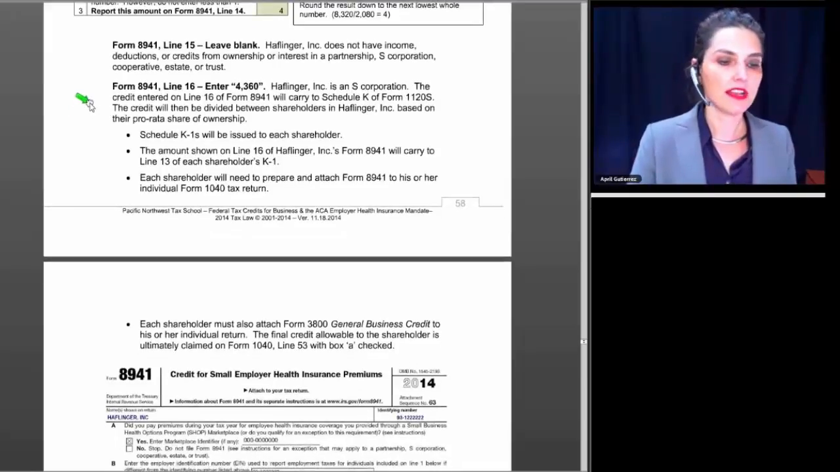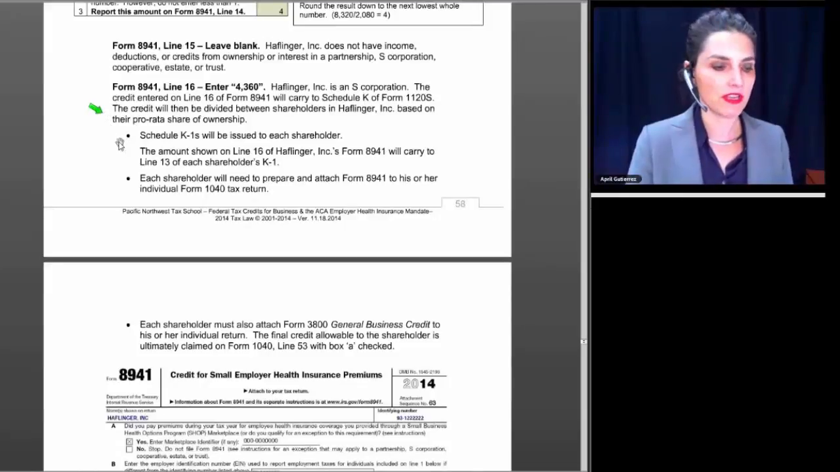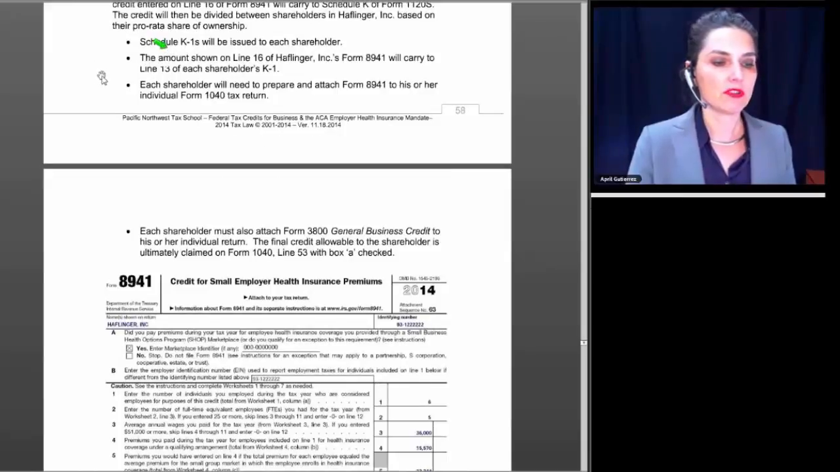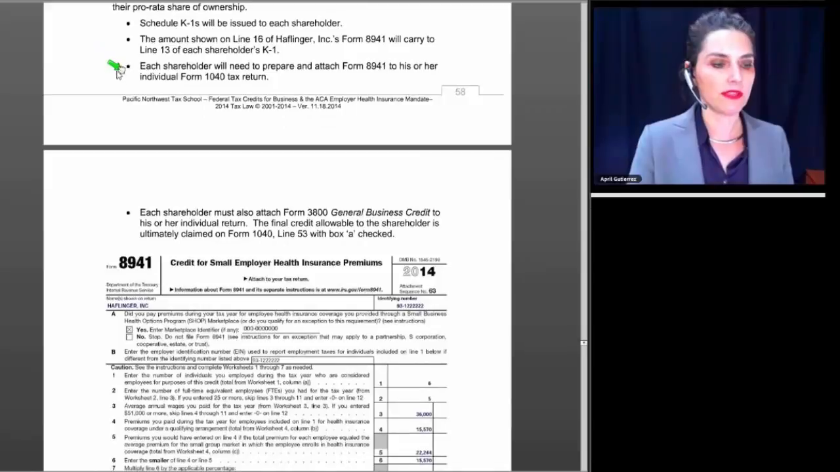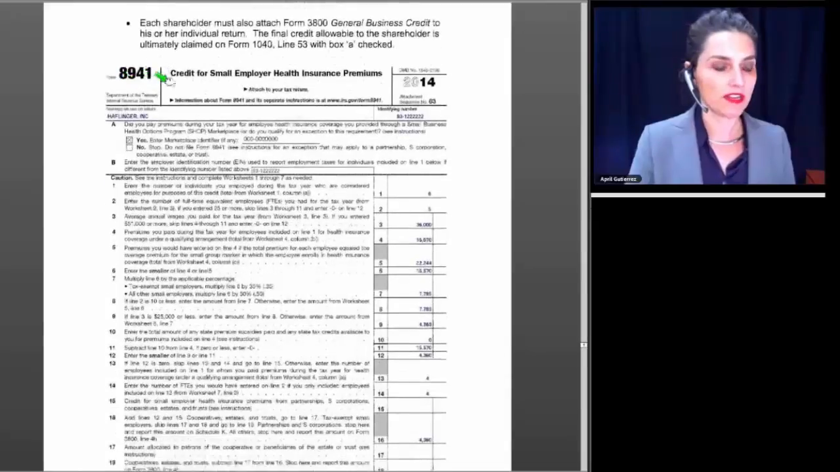Haflinger Inc. is an S corporation. The credit entered on line 16 of 8941 will carry to Schedule K of Form 1120S, and then the credit will be divided between the shareholders in Haflinger Inc. based on their pro rata share of ownership. Schedule K-1s will then be issued to each shareholder, and the amount shown on line 16 of Haflinger Inc.'s Form 8941 will carry to line 13 of each shareholder's K-1, and each shareholder will need to prepare and attach Form 8941 to his or her individual 1040 return, of course, along with Form 3800.